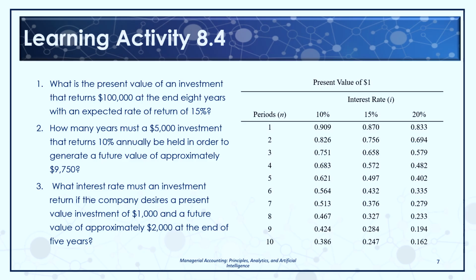Now complete learning activity 8.4. You are asked, what is the present value of $100,000 received in 8 years at 15% rate of return? How many years must $5,000 grow at a 10% rate of return to reach $9,750? And third, what interest rate is required for $1,000 to grow to $2,000 in 5 years? Use the present value and future value tables in your book to solve each question. Pause here and work through the activity. Once you've finished, check your answers with the solutions provided in the back of Chapter 8.